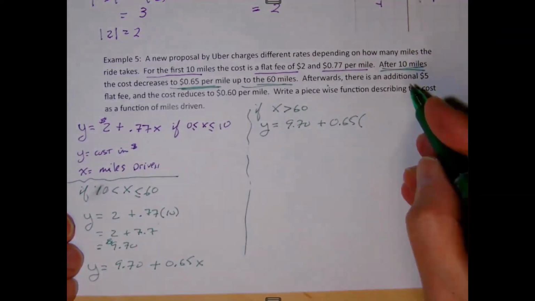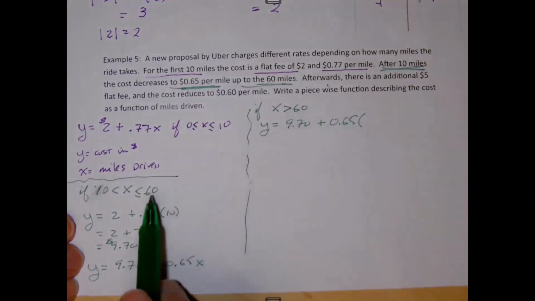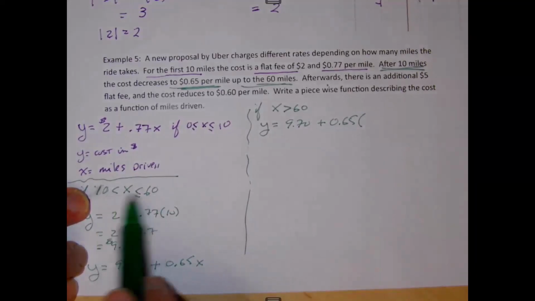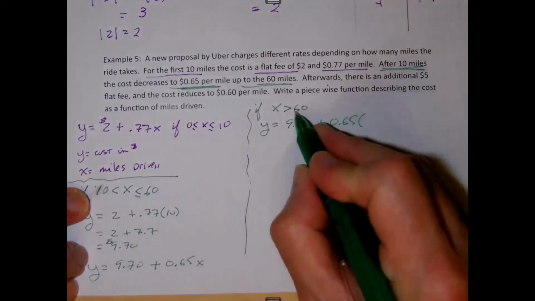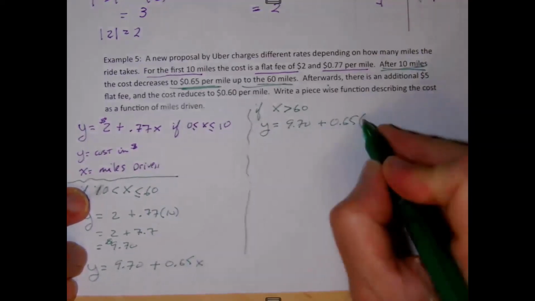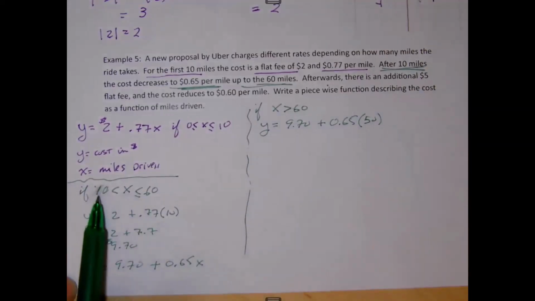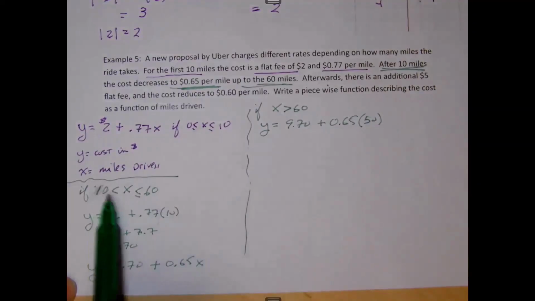I need to be careful here because it's up to the 60th mile, but I have driven 50 miles after this point. So it would be tempting to put 60 here, but it's not. It's really 50, because now that I'm using this function, I already got charged for the first 10 miles. Between 10 and 60 is 50 miles.